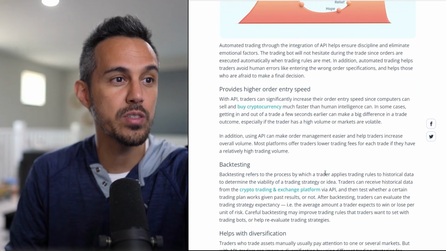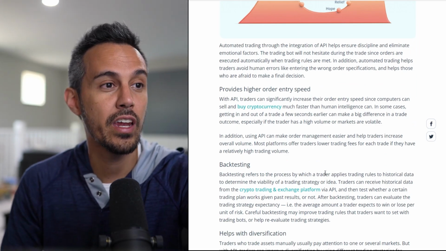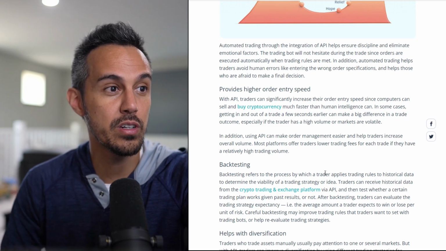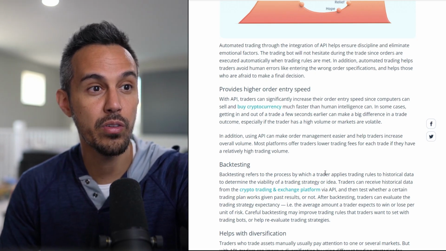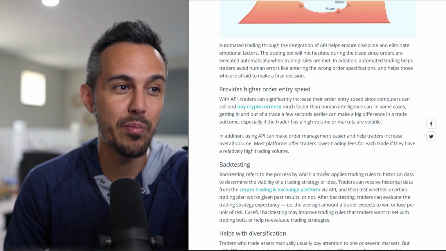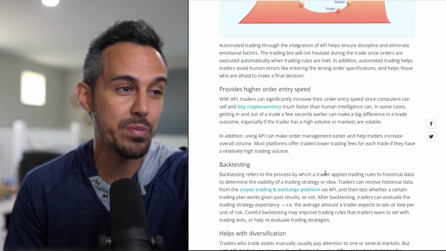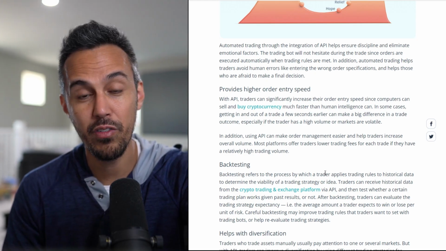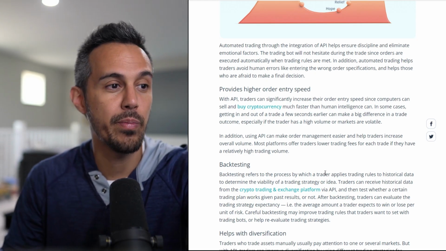High order entry speed. API traders can specifically increase their order entry speeds since computers developed by cryptocurrency are much faster than human intelligence can. Yeah, if you're buying cryptocurrencies, having to mess with different features, trying to go to the website, all these things, APIs could definitely do it faster and handle it in the back end.